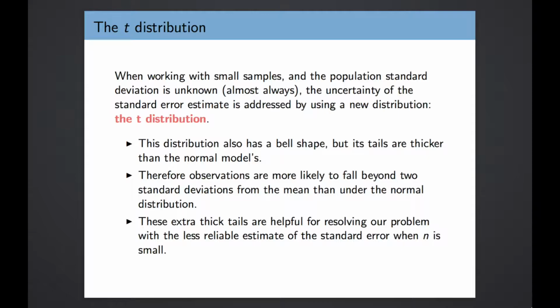The shape of the t-distribution is based on the sample size. So the sample size is directly related to how thick the tails of the distribution are. And this turns out to be a useful way to help us deal with this problem of unreliable estimates of the standard error in small samples.